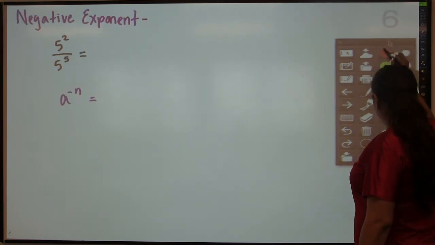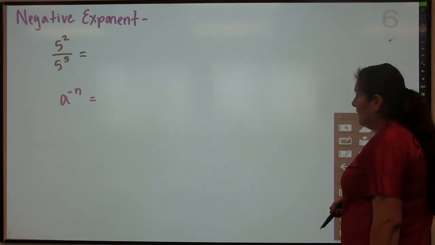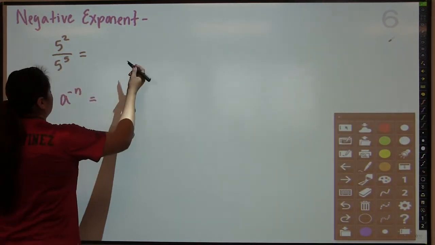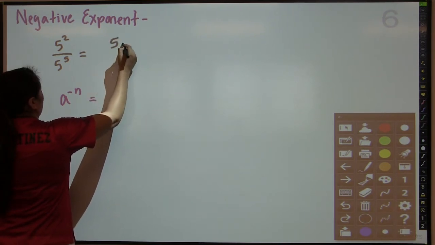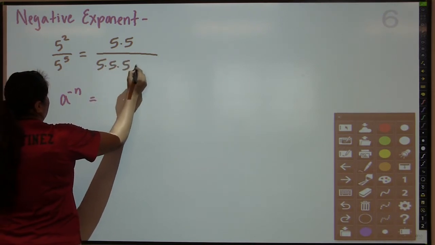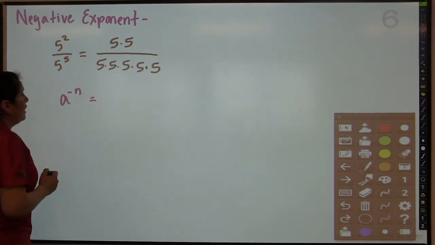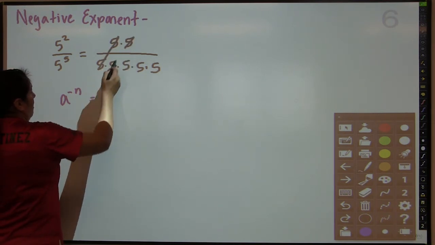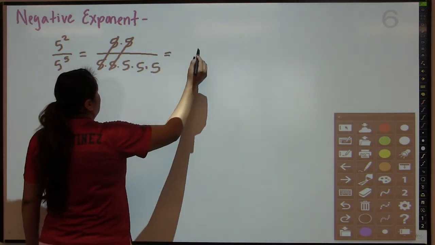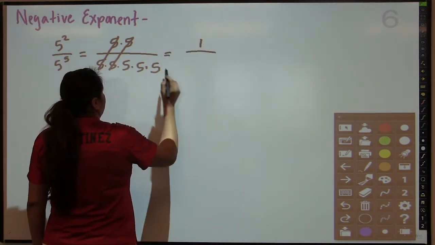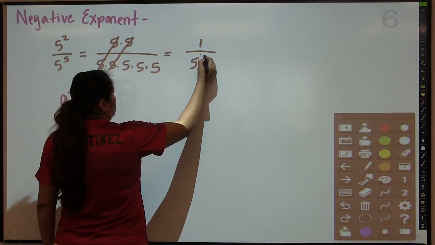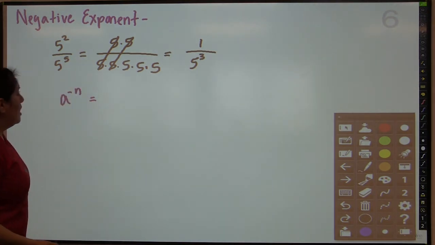Another way that we can use division is for negative exponents. So we'll move on to this example here, and we'll talk about negative exponents, again, using division as our way of showing this. So 5 squared is 5 times 5, divided by 5 to the 5th power, which is 5 times 5 times 5 times 5 times 5. Again, you will see that you can cancel off the 5's there. And what's going to happen is you're going to get 1 on top, because everything canceled on top. But you still have 3 5's on the bottom. So you're going to get 5 cubed, 1 over 5 cubed, all right?